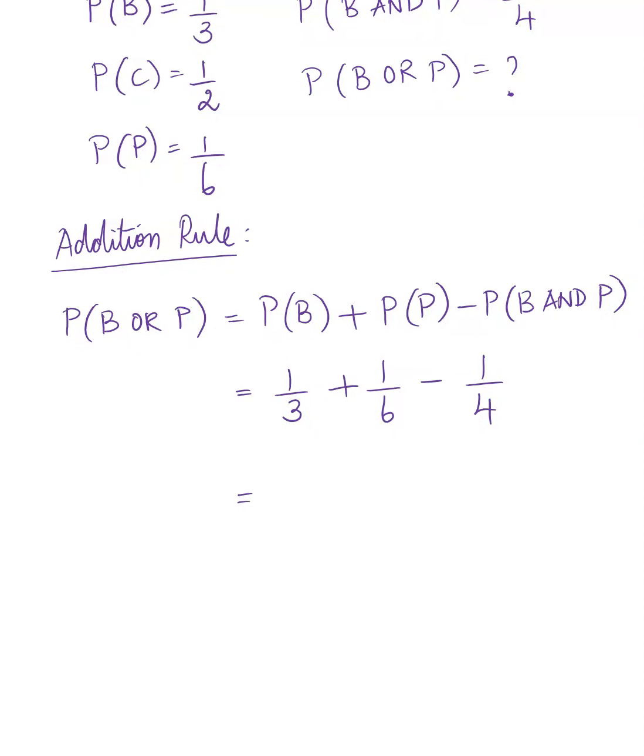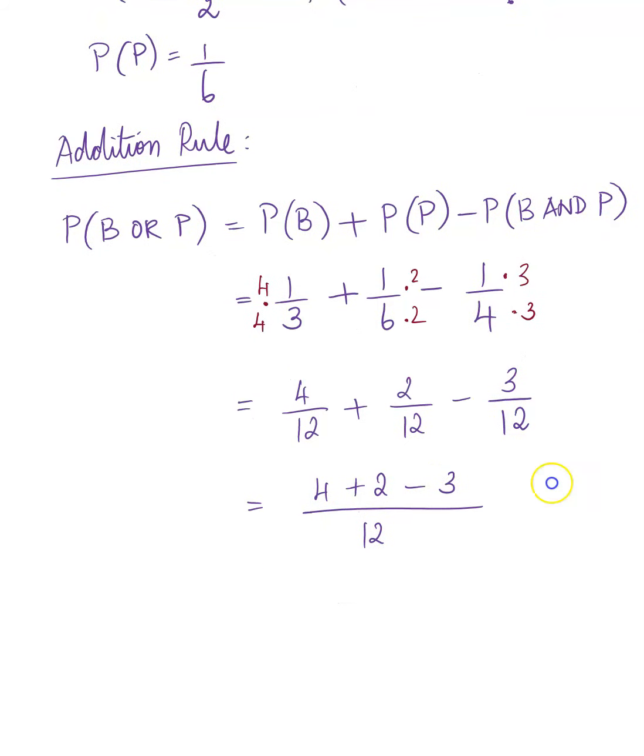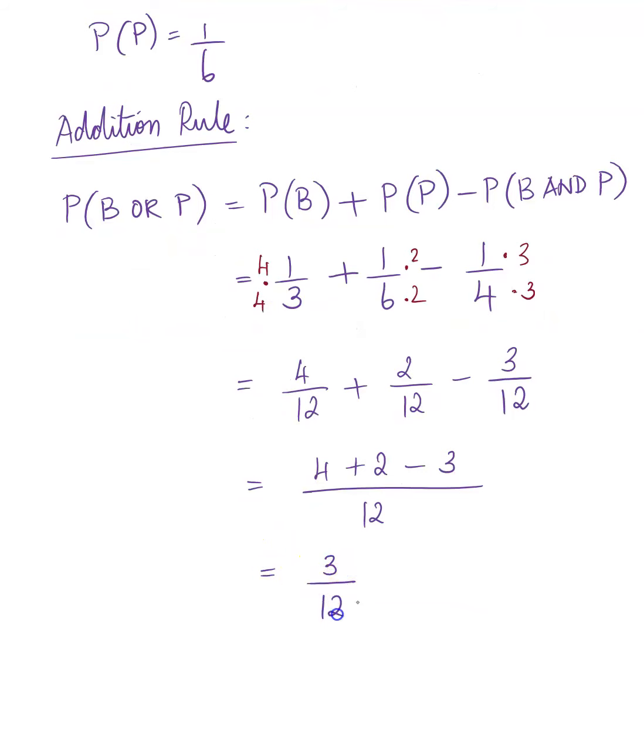Do the LCD. What's the LCD here? So the LCD here is 12. So times 4, 2, and 3, right? So you want to make all your denominators the same. So your LCD was 12. So that's 4 over 12 plus 2 over 12 minus 3 over 12. Now that we have the same denominators, it's 4 plus 2 minus 3. That comes out to be 3 over 12, which reduces to 1 over 4. So that's the answer here.